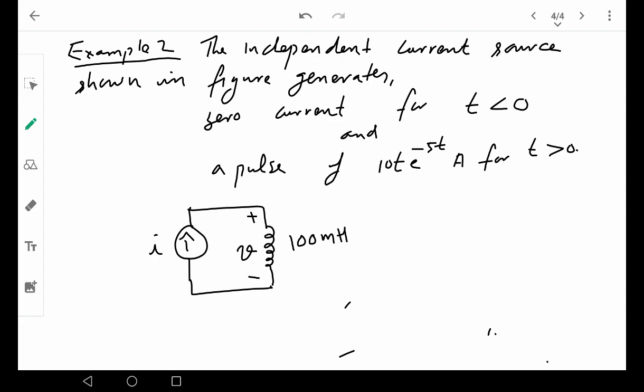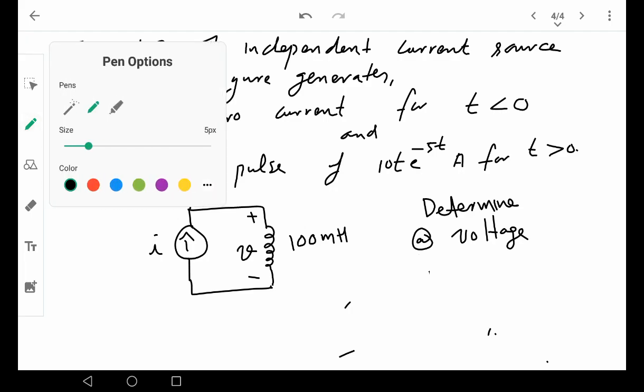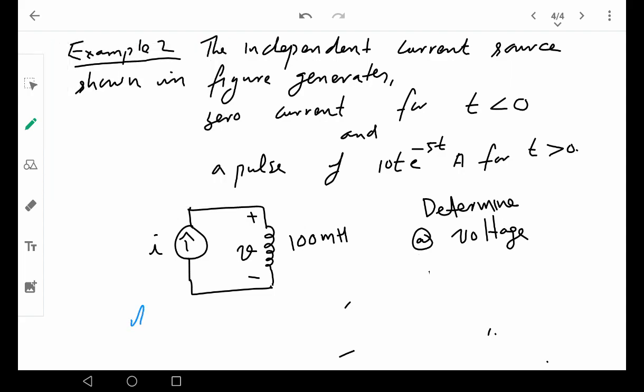And what you are asked to find out? Determine A, that is voltage V. Nothing else is there, only voltage. So what is the voltage answer? Suppose we are writing the answer. You can write the answer like this.